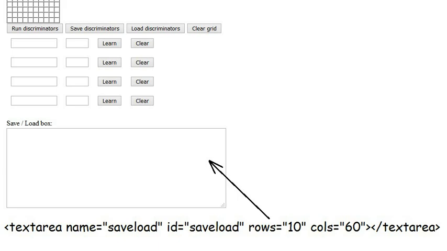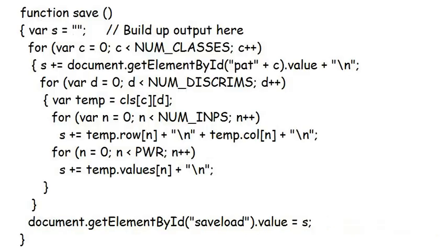You'll remember from the first screen a large text area at the bottom of the screen marked save/load. Function save takes all the data and writes it into this text area. You then select it all and copy it to the clipboard, then paste it into some sort of text editor like Notepad and save it as per normal.